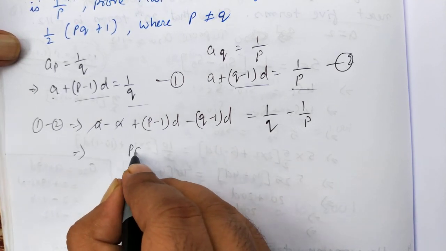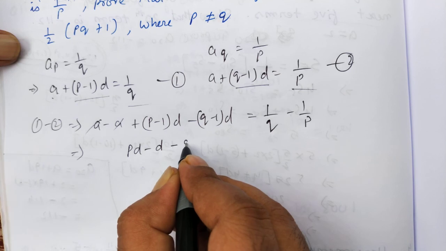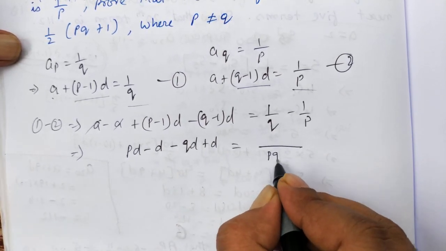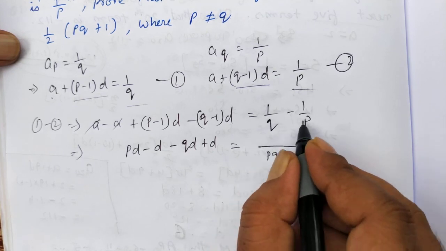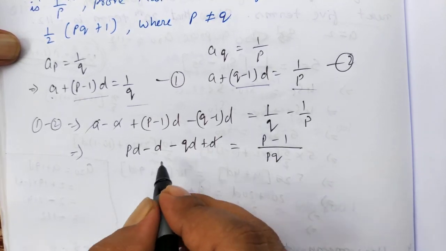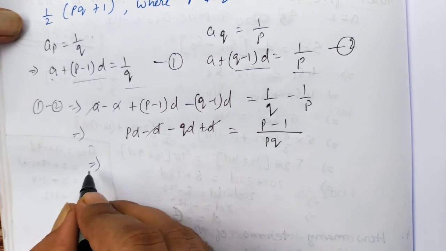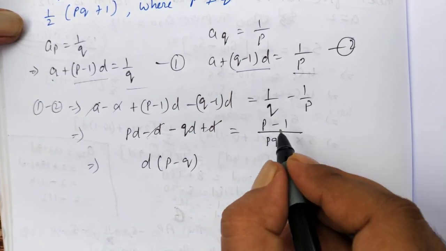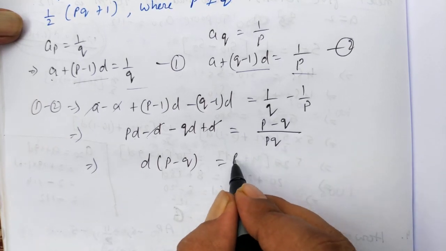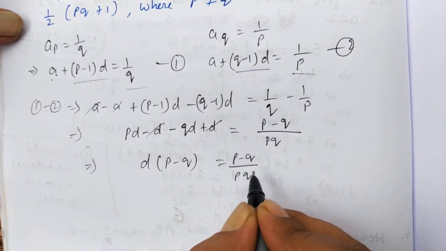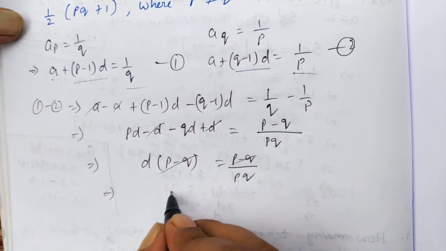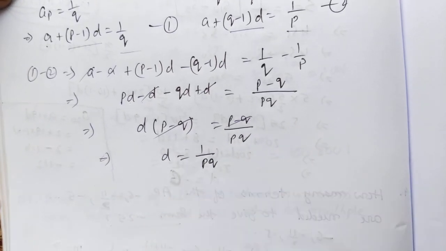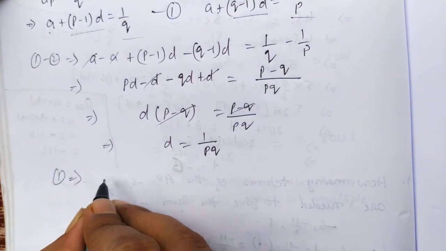Here we'll get pd minus d minus qd plus d equal to, here the LCM is pq, cross multiply, p minus q. d minus d cancels. Here common in these two is d, p minus q, and this is p minus q. Again this cancels, so d is 1 by pq.